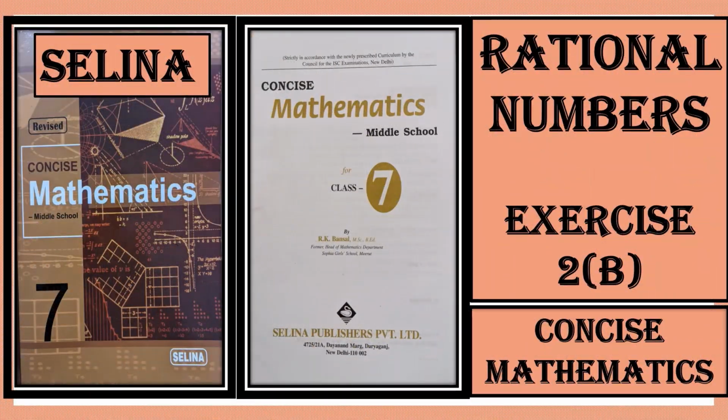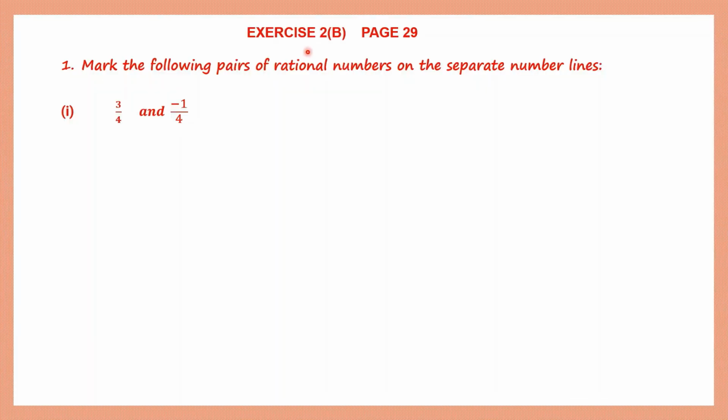Hello students, let's do rational numbers exercise 2b, page number 29. Question 1, mark the following pairs of rational numbers on separate number lines. So we have the first question, 3 by 4 and minus 1 by 4. This is given to us and we have to show this on a number line.